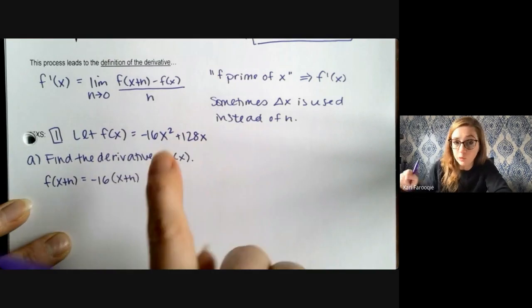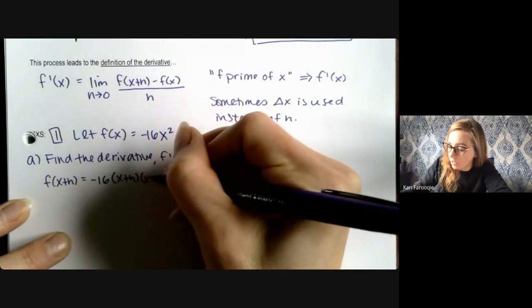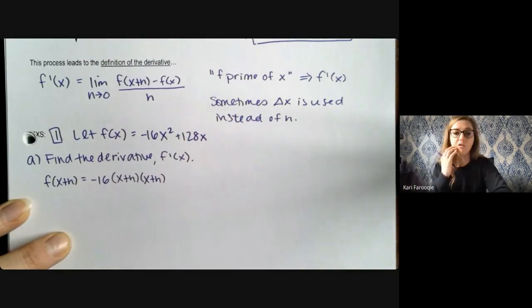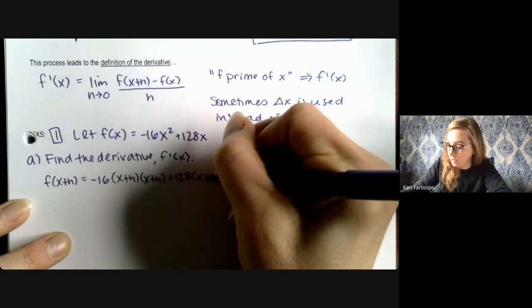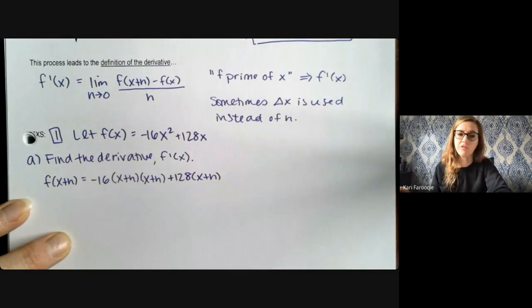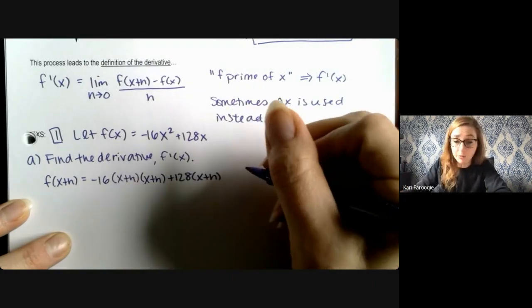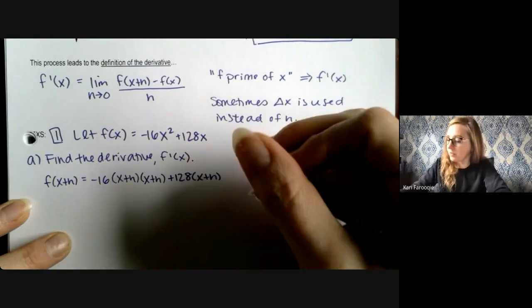Now remember, I'm going to be squaring that quantity. When I square a binomial, I want to multiply it by itself. So I'm not even going to write that square notation. I'm just going to show it being squared. Then plus 128 times x plus h. And then we'll simplify this a little bit.